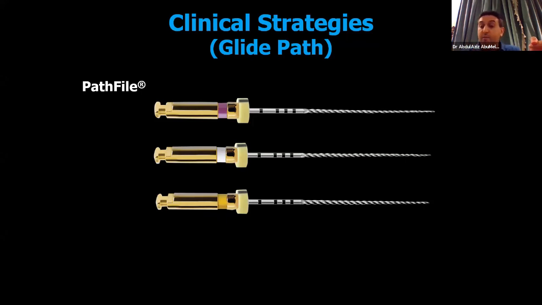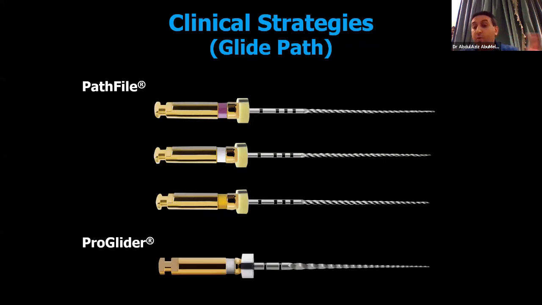These three files, combined with the other clinical strategies, let you work with any system you want in your office, because it will make your life easier. All the glide path, all the access is finished. You might go with something called the ProGlider, which can equal the three of them.